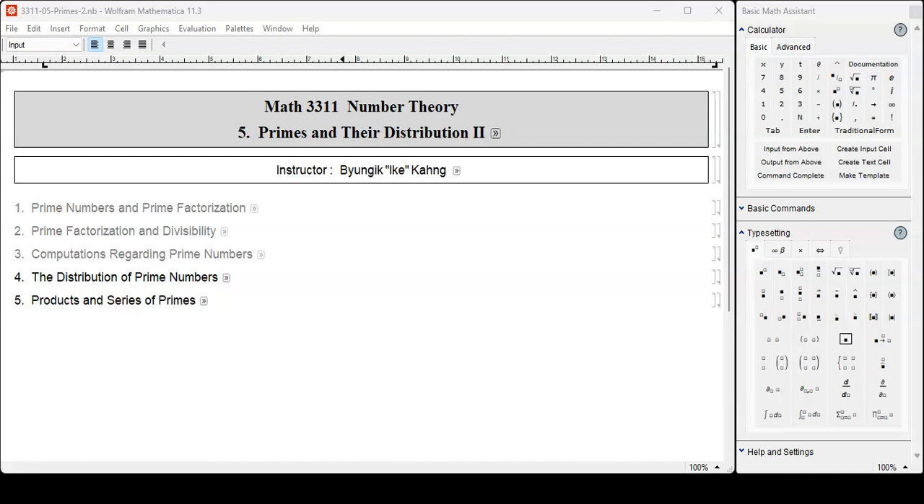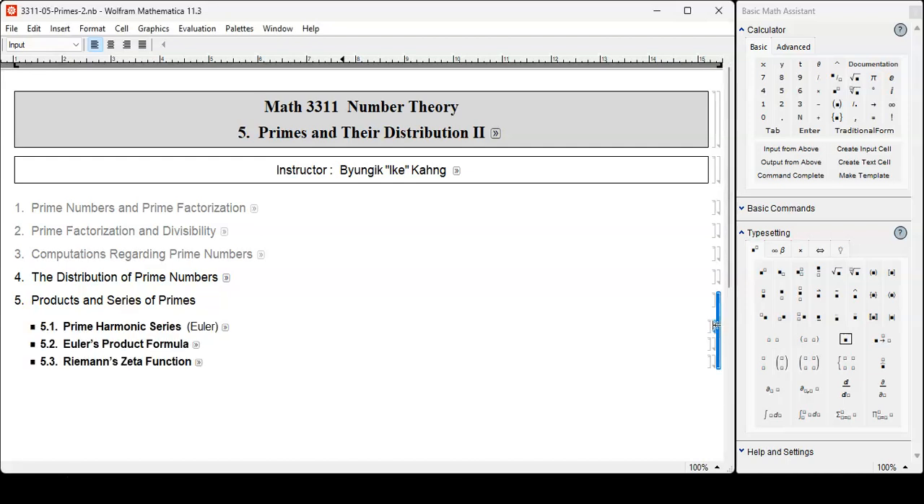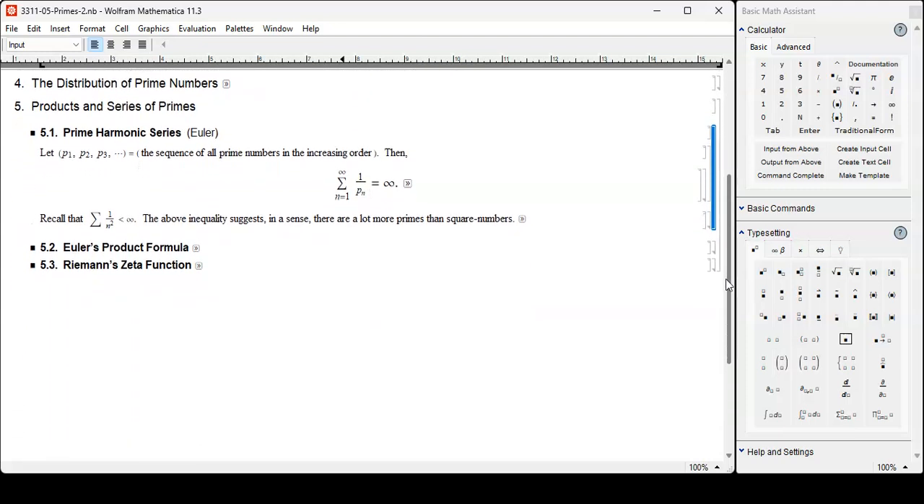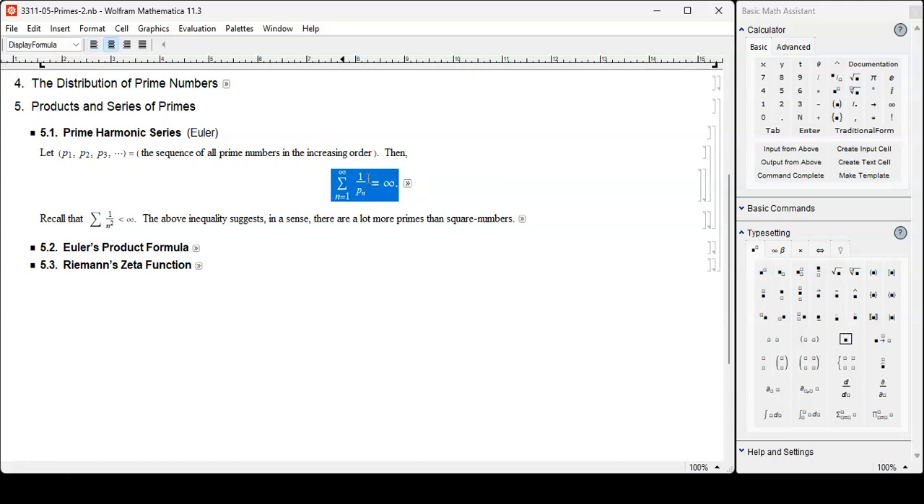Hello students, welcome back. Let us resume our discussion in section 5. Previously we went through the prime harmonic series, a famous theorem by Euler. So the series of 1 over the nth prime number goes to infinity. And what's the implication of that?